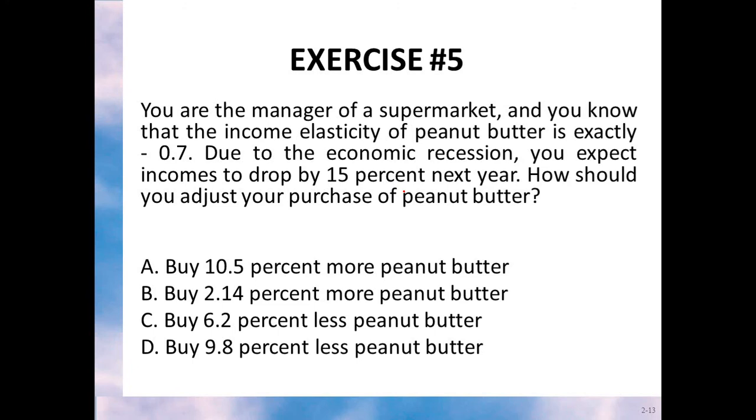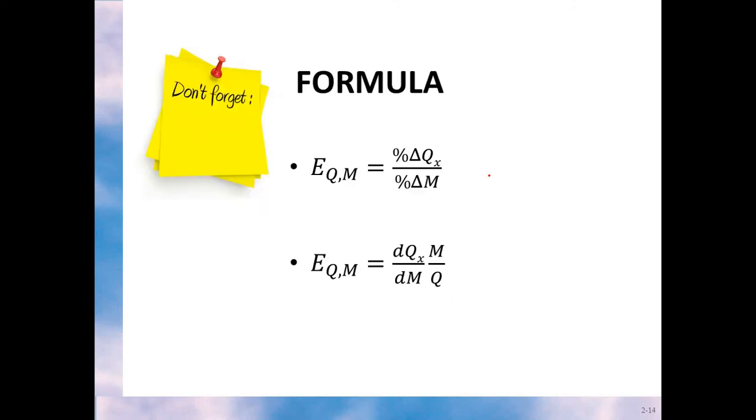If we look into this exercise, it is similar to exercises 1 and 2 last time. Given income elasticity is negative 0.7, due to the economic recession, you expect income to drop by 15% next year. The question is, how should you adjust the purchase of peanut butter? Remember this formula, don't forget it. You have formula 1 and formula 2, and you can use either of the formulas here.